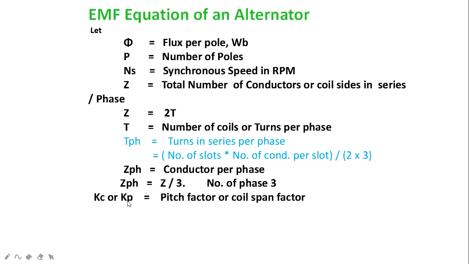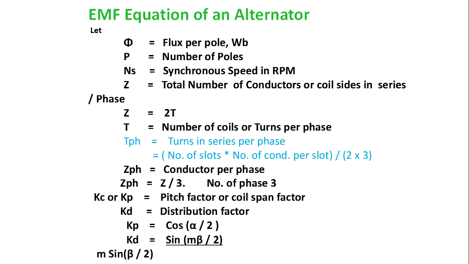Kc or Kp is a new term, the pitch factor or coil span factor. We will discuss these two factors in detail in the upcoming slides. Kd is the distribution factor. Kp is expressed as cos alpha by 2. What the value of this alpha is and how it can be determined, I will show you after some time. Kd is expressed as sin(m beta by 2) divided by m sin(beta by 2).